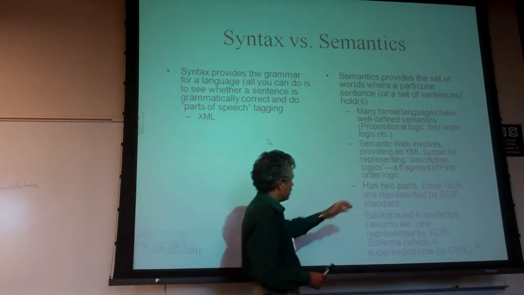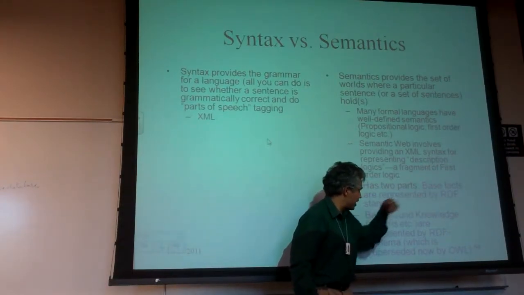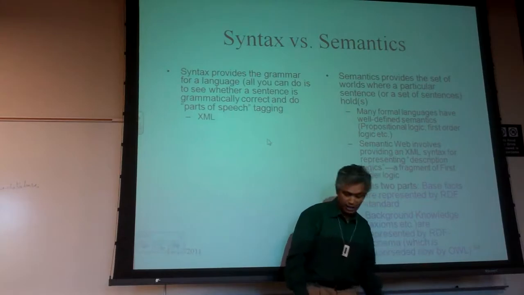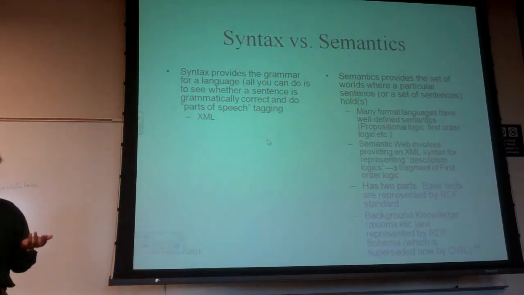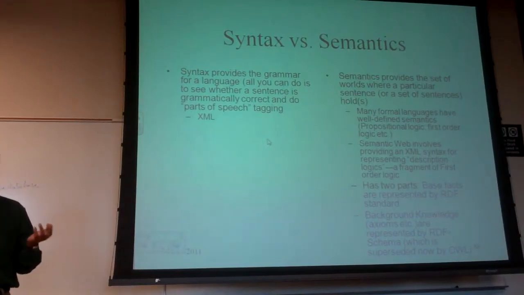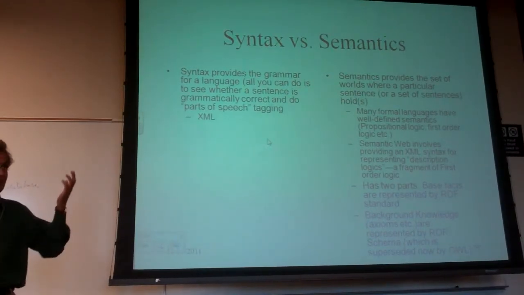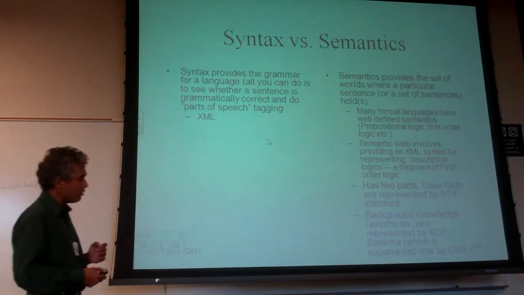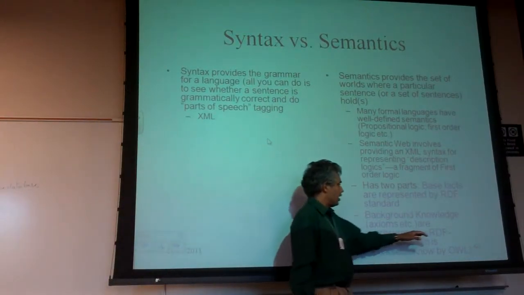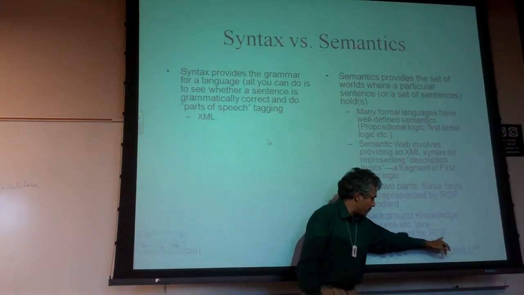So we have the two parts. One is the syntax for RDF and the other is the syntax for the background knowledge. Clearly, the syntax for background knowledge is going to be more hairy than the syntax for RDF, because RDF is just triples. It's just subject, property, object. Okay? So it's the simplest kind of syntax. So we'll look at that first, and then the RDF schema and all.